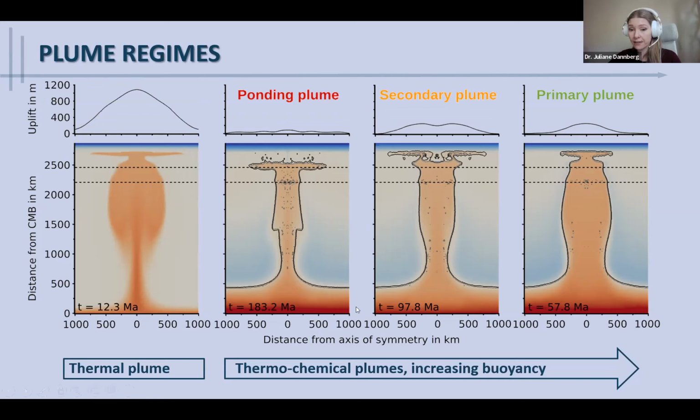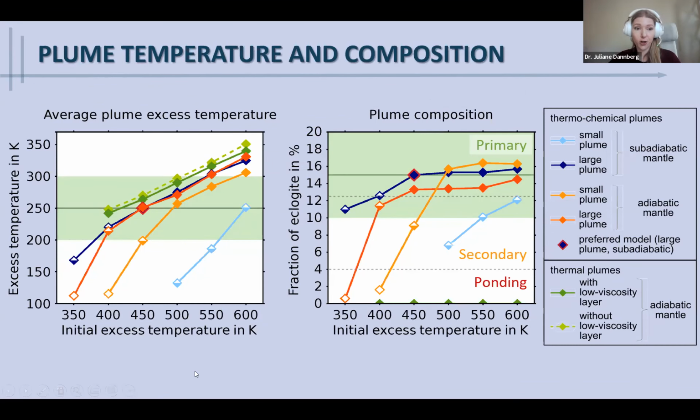But on the other hand, these thermochemical plume models can also tell us how much basalt a plume can still carry towards the surface, while still being able to reach the surface. And that's what's shown on this slide. So each of the dots shown here in one of these diagrams is one of the models that we ran. And so we ran lots of different models.